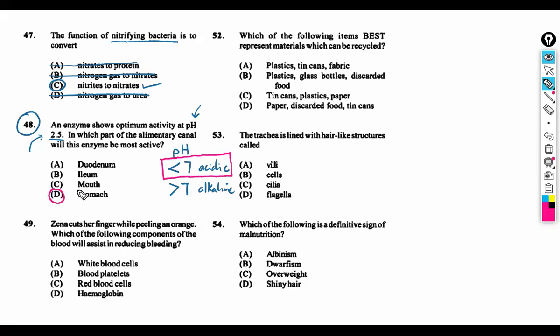Number 49. When you cut your finger, what stops the bleeding, right? This is either you know it or you don't know it, but we discussed this in class already. It's the blood platelets, right? I didn't see any wrong answers for that one, so I guess the majority of people understand that one.